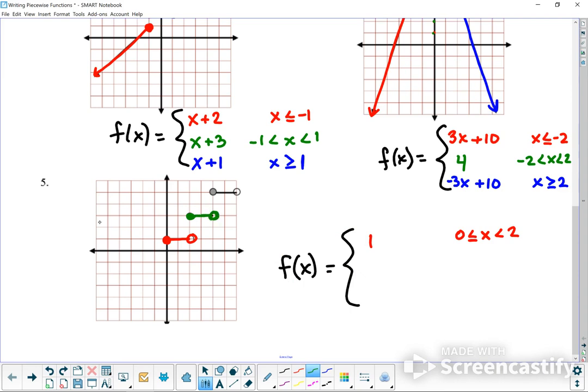Okay, next piece. This is the line f of x equals 1, 2, 3. So I'm going to start with 3. And it's only good between 2, and it's going to count 2, and it goes all the way to 4, but not counting 4 because it's open. So like that.